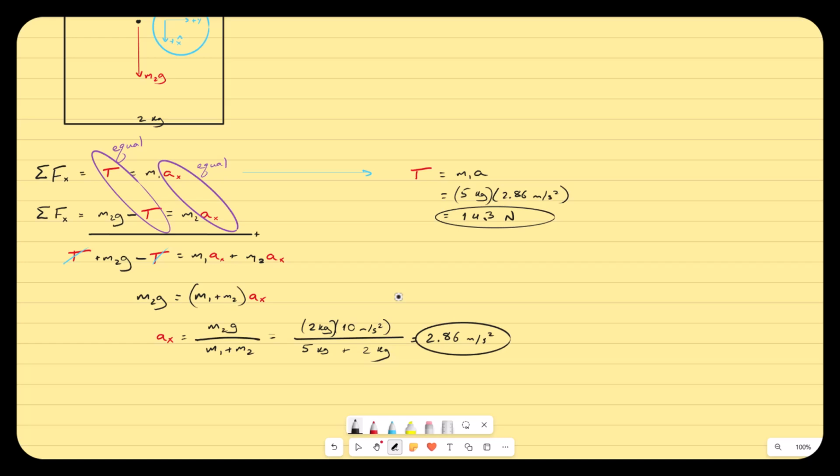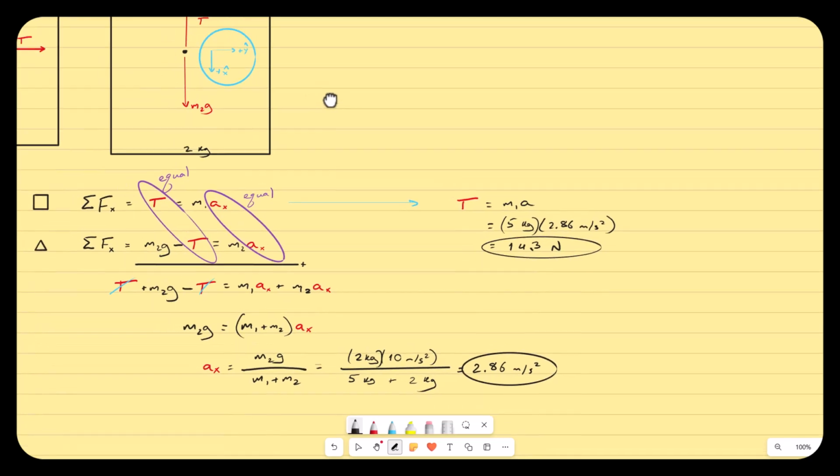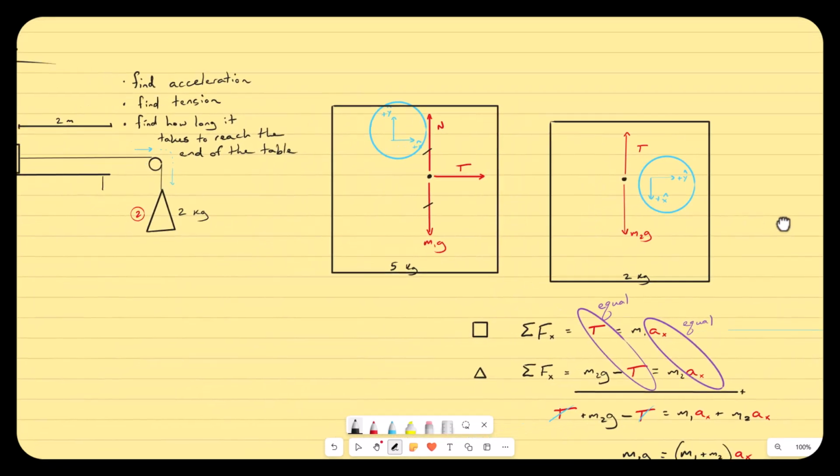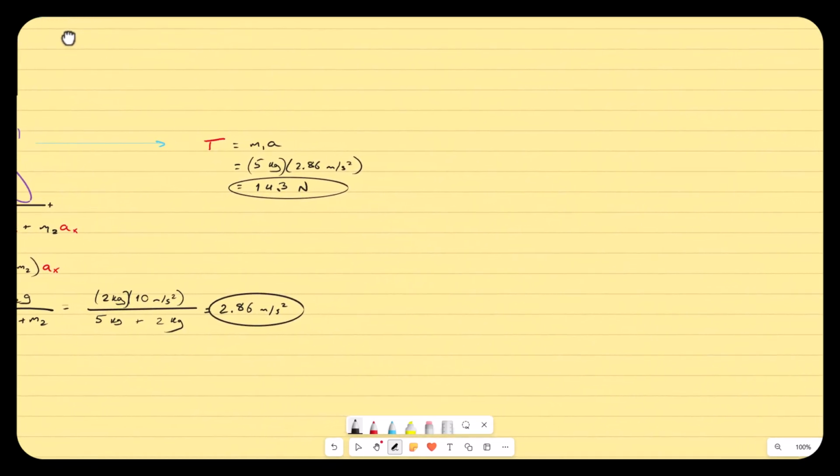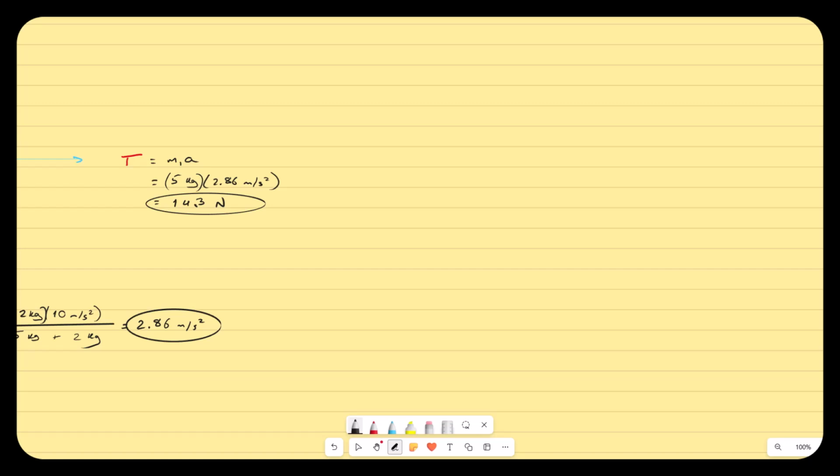Finally, I'm asked to find the amount of time it's going to take, if released from rest, to reach the end of the table, which is 2 meters. If I'm finding time, that sounds a lot like a kinematics problem that I already know how to solve. So I'm going to set that up. X initial, X final, V initial, V final, acceleration, and time. Starting from 0, I'm going 2 meters. Starting from 0, I don't know my final speed. I found my acceleration, and I don't know my time, but that's the one I'm looking for.